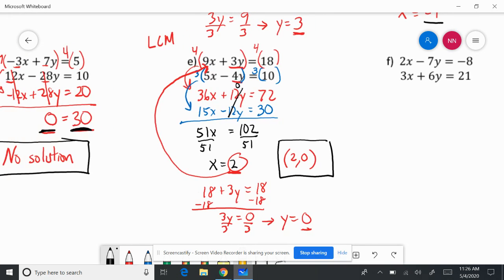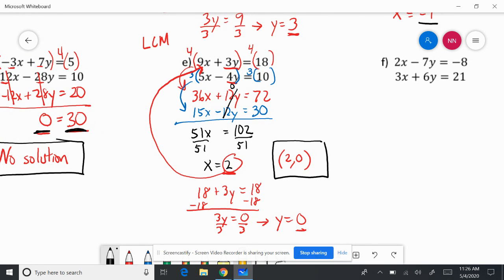Looking at the last example, what I want to do is create opposites. So I'm deciding x or y. My choices are 2 and 3 or negative 7 and 6. I think 2 and 3 looks a little bit easier. The least common multiple for 2 and 3 would be 6. So I'm going to multiply the x by 3 on both sides for the top equation. And that gives me 6x minus 21y equals negative 24.